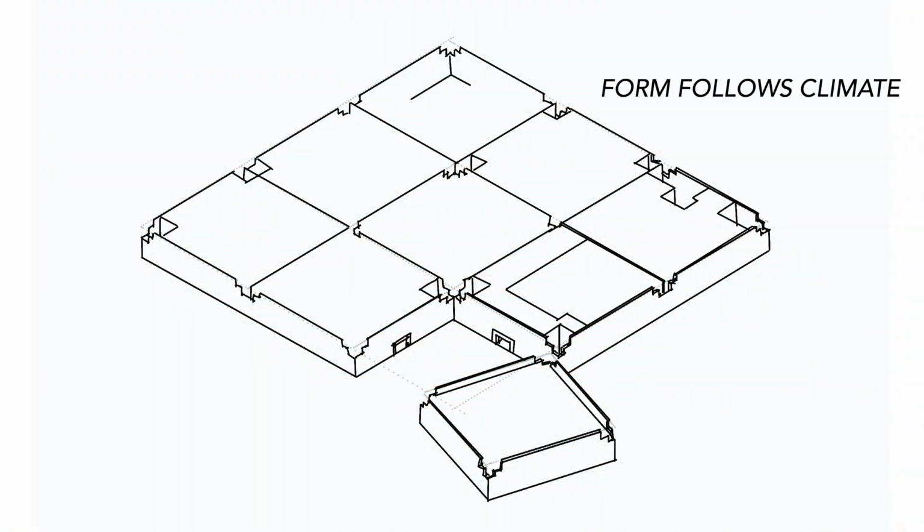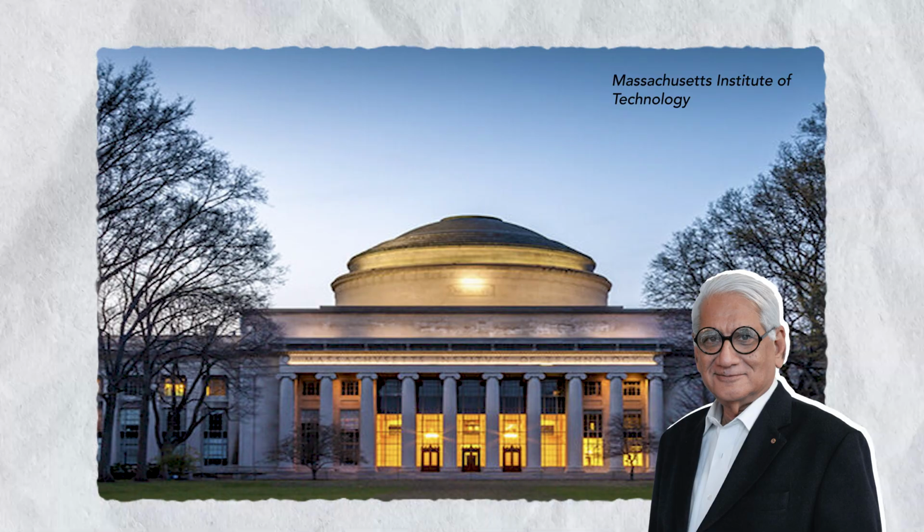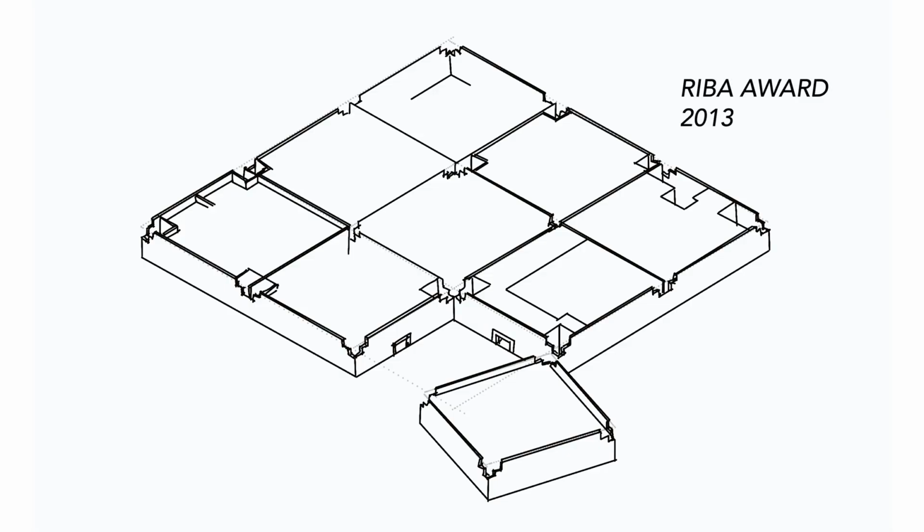Charles Correa is one of the most renowned architects of India. He is also known for his form follows climate approach in architecture. Charles Correa did his masters from MIT. In 2013, he won the RIBA International Award.